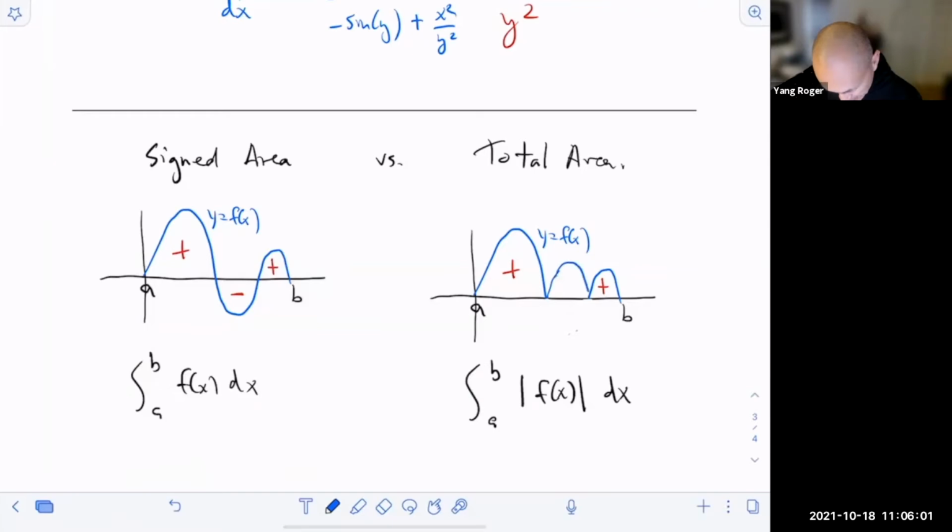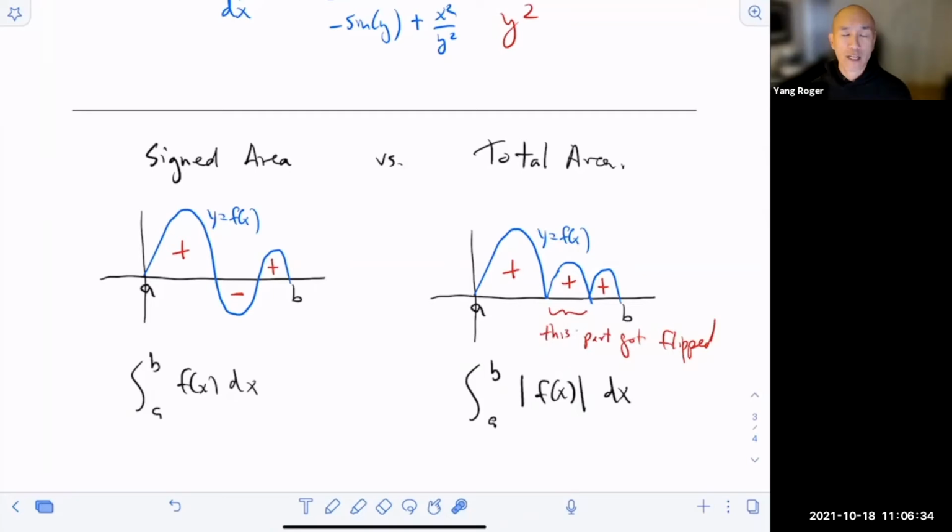Something like this. The negative parts get flipped. They become positive areas, right? So it's sort of like you end up with three pieces where every piece is positive. So this part got flipped. And that's captured by these absolute value symbols. Okay.